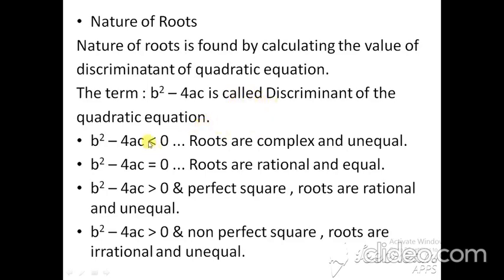You have to just calculate the value of the term b square minus 4ac and compare it with respect to 0. If the value is less than 0, the roots are complex and unequal. If it is equal to 0, roots are rational and equal. If it is greater than 0 and a perfect square, the roots are rational and unequal. And if it is greater than 0 and a non-perfect square, the roots are irrational and unequal. Kindly note down this formula and learn it by heart. So, if you find a question on this, you have to just calculate the value of the term b square minus 4ac and mark your answers. I hope this is clear to you.